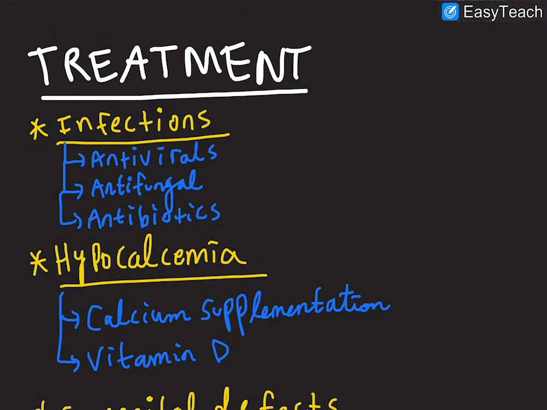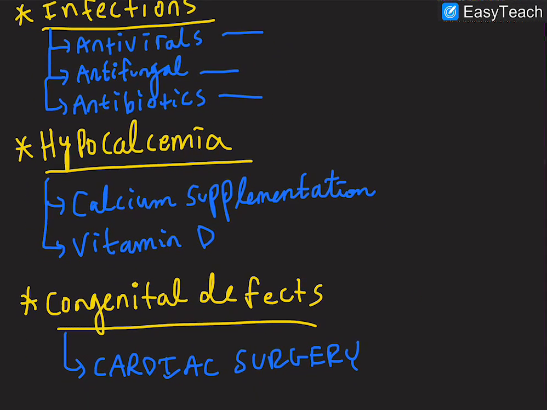Now we can move on to treatment. Remember, if your thymus is hypoplastic or absent, you don't have functioning T cells. If you don't have functioning T cells, you're at increased risk for fungal and viral infections, even certain bacterial infections. So, of course, you would give antivirals, or antifungals or antibiotics, which makes sense.